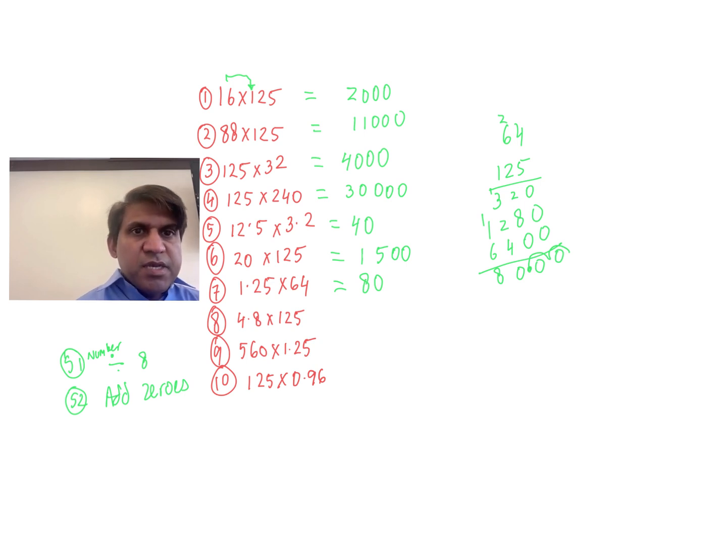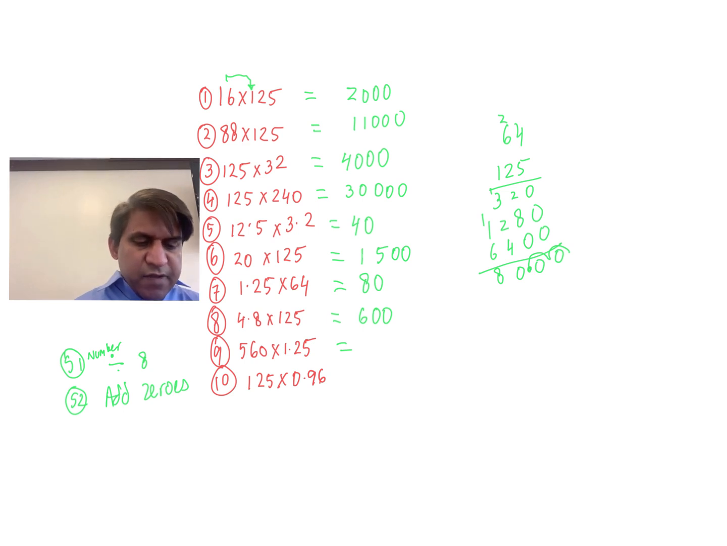Okay, 4.8 times 125. So if I were to change it to 48, what's 48 divided by 8? That's 6. Then what's 4 times 125? That is 500. So this will take me to 600.